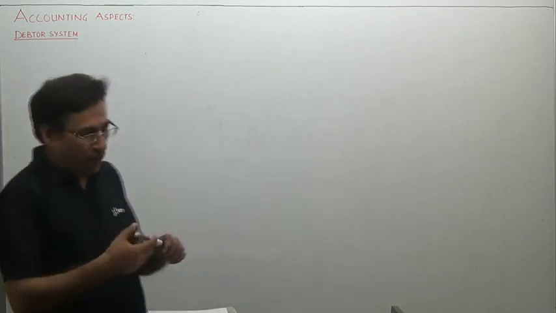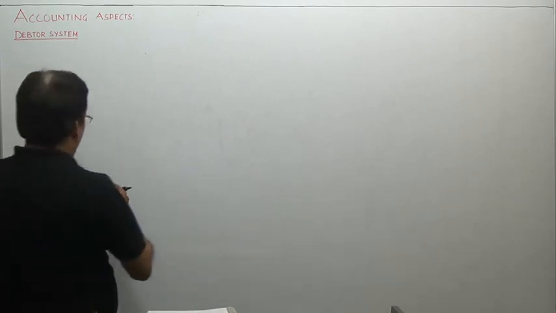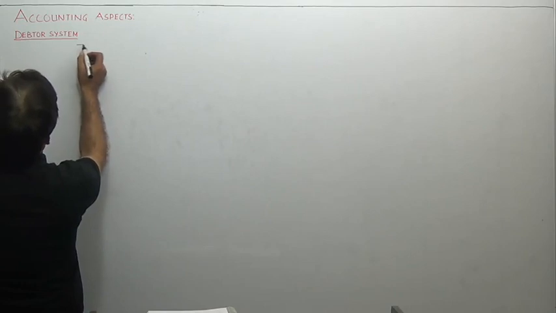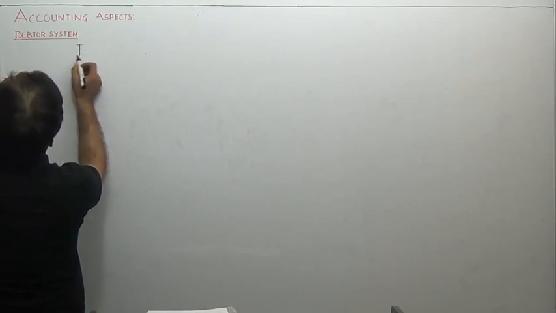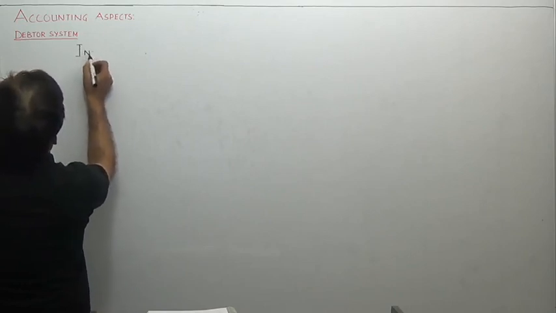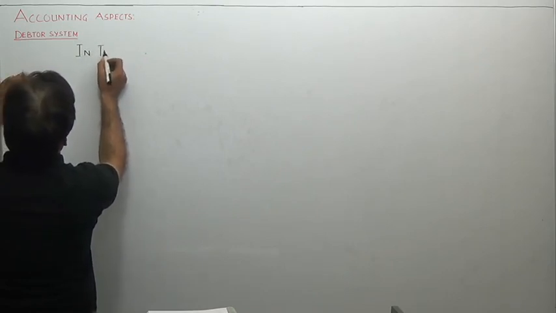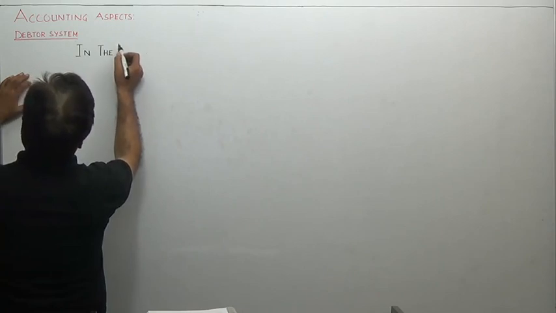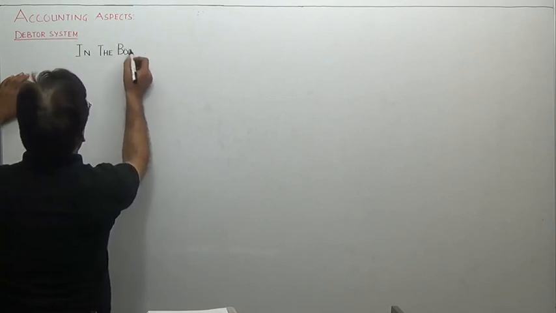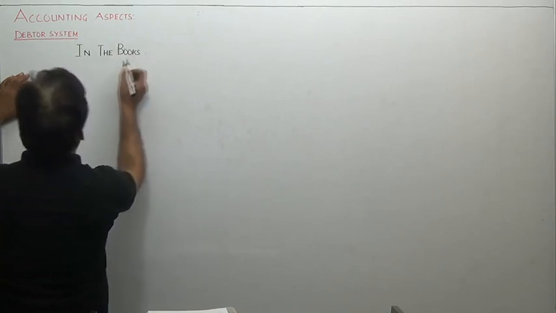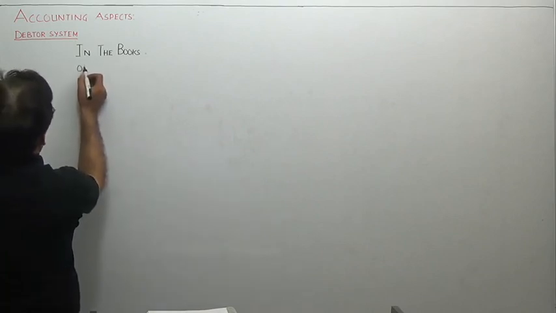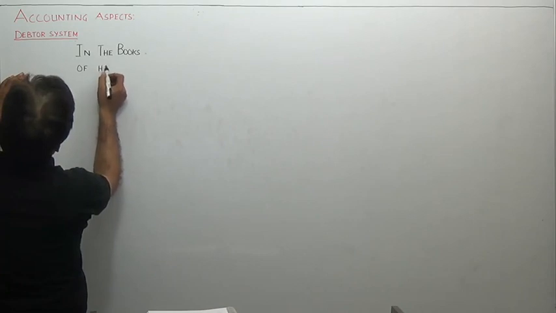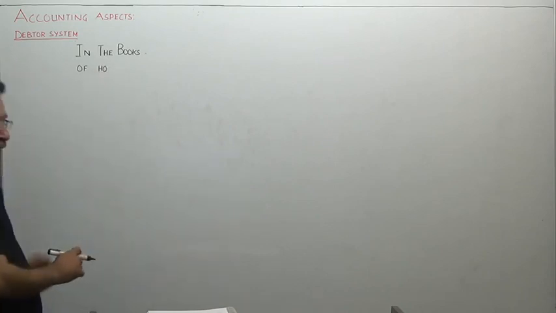As far as accounting aspects are concerned, we have already seen that the entire accounting is done in the books of head office. So first of all, I will write here: in the books of head office, correct? Since the entire accounting is done in the books of head office, we are writing here in the books of head office.